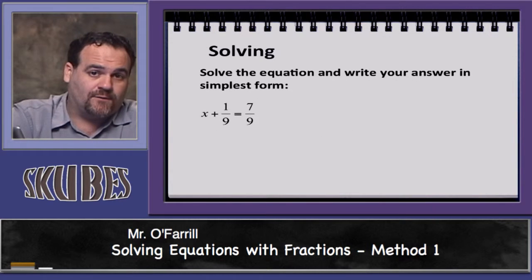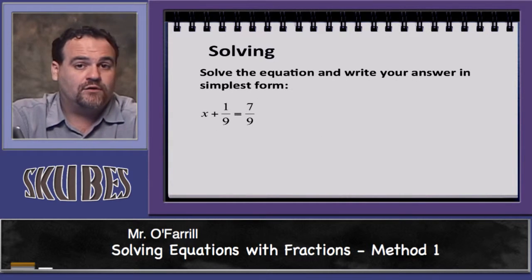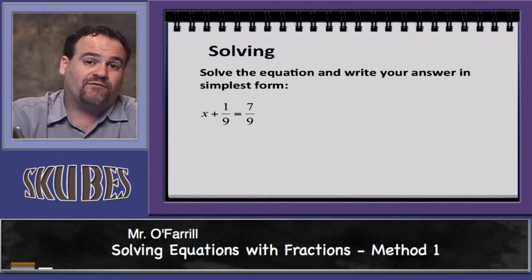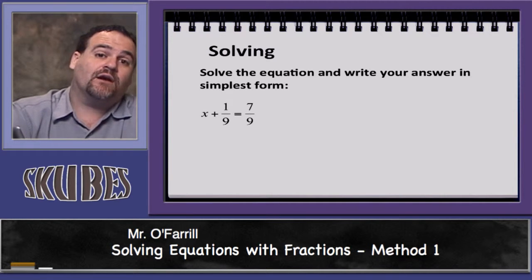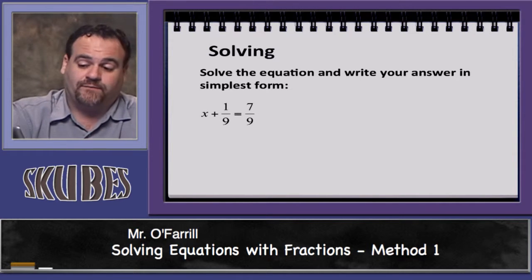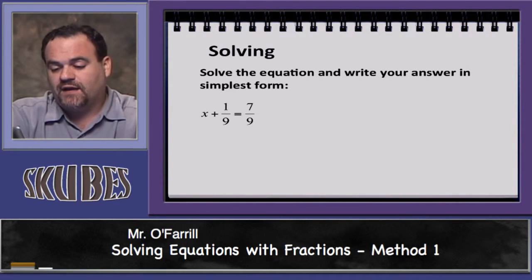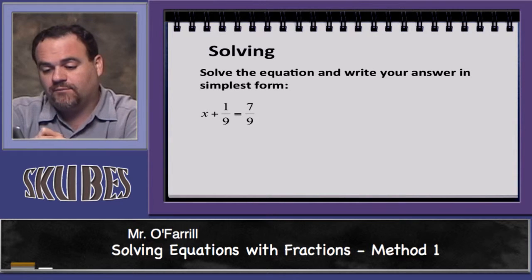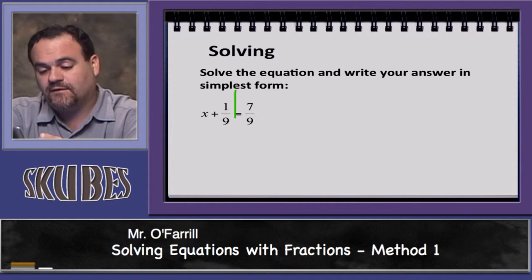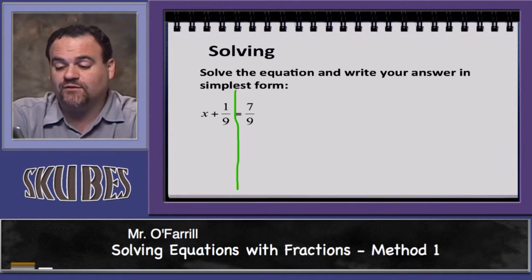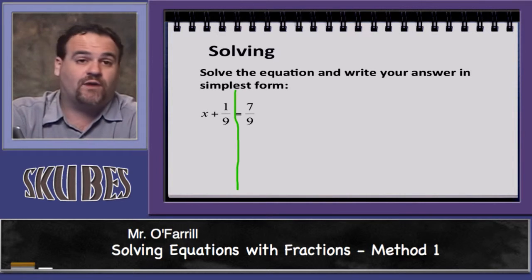Now, in the situation here, though, unlike some of our other ones, we have fractions. Now, in this Method 1, you can actually treat fractions just like you would any other number, any integer that you may have handled in the past. It's just that it's a fraction. In this first example, you can see that we have x plus 1/9 equals 7/9. I'm going to go ahead and put in my balance line, remembering that whatever I do on the left-hand side of that line, I have to do the exact same thing on the right-hand side.